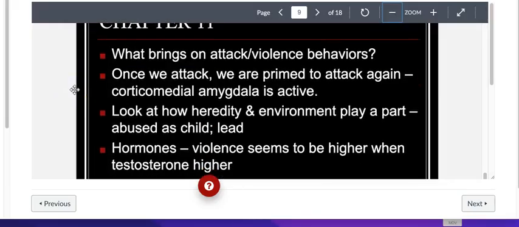Moving along to what brings on attack and violence behaviors. This is the biology of anger, why we lash out. Behaviors intended to harm, physical or verbal, are aggression. Kalat splits this into reactive, impulsive or emotional, versus proactive, planned or goal-directed. The biological influence. Genetics. Twin studies show 40 to 50% heritability for aggression. The MAOA gene, the warrior gene, links to impulsivity when paired with environmental stressors, for example, abuse.